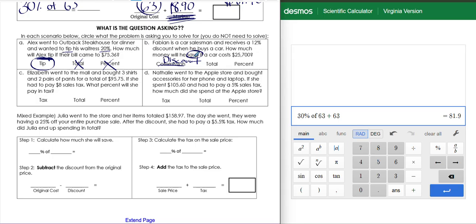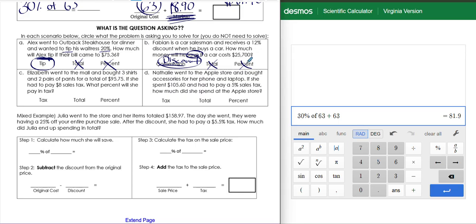How much will he save if the car costs $25,700? So we're not looking for the final price or the sale price. We're looking for how much he's going to save. That is just the discount amount. It's not looking for a percentage. It's just looking for the amount that we save.